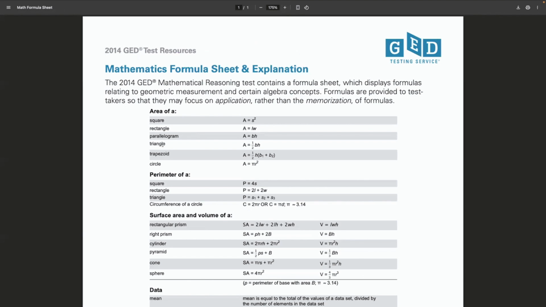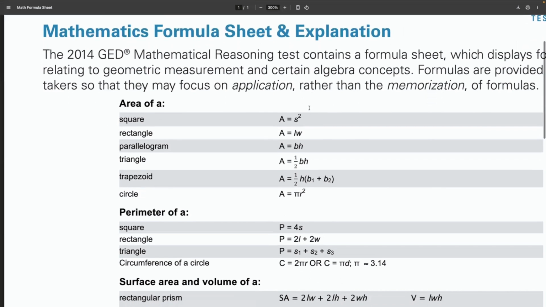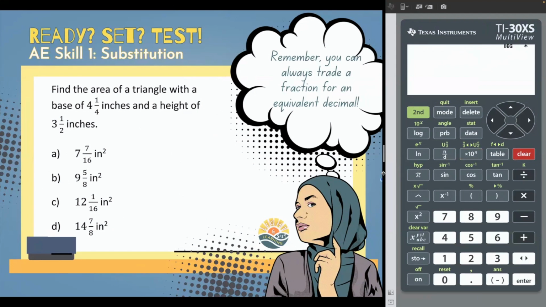And what do we see? Area of a triangle. And there it is, area of a triangle. A equals 1/2 BH. So first thing to do is just copy that formula down.